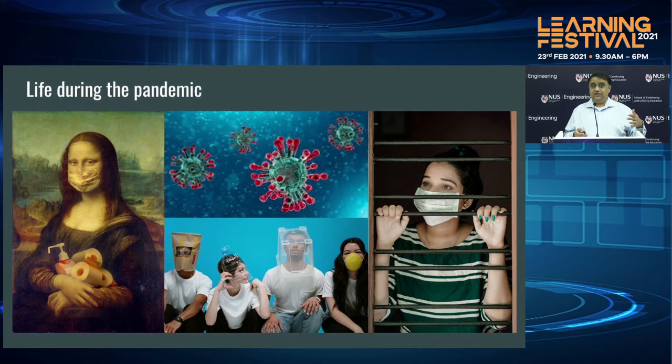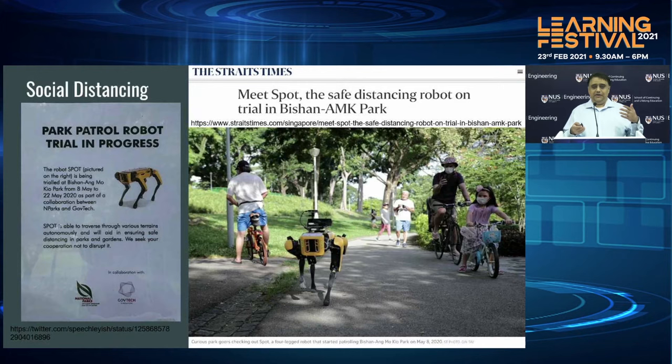So, for example, if you were strolling in Bishan Park recently, in Bishan Ang Mo Kio Park, you might have seen this sort of yellow mobile robot, okay? This is actually, I think it's called Spot. It's a robot from Boston Dynamics. And what Spot was doing was walking around ensuring that people were socially distancing, right? So it has to figure out this is a human, not a tree, and these two humans are too close. So this is a great use of AI.